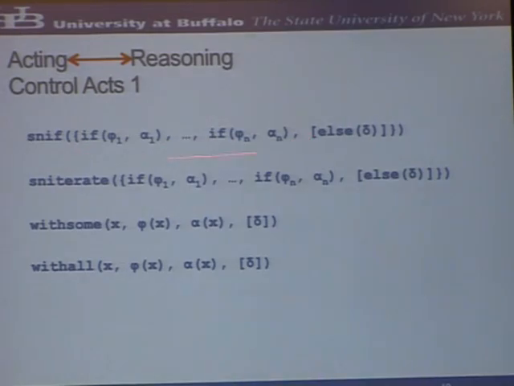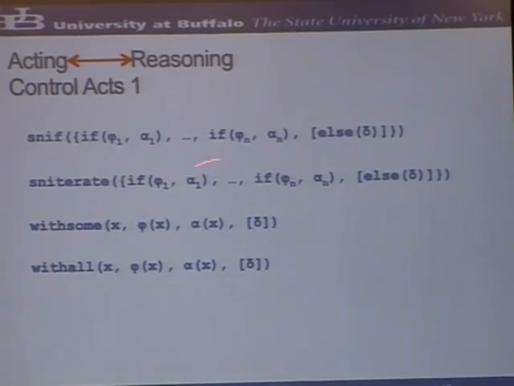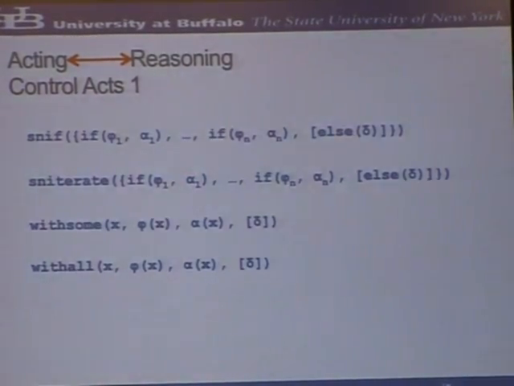And that's just Dijkstra's guarded if. And then the sniterate is Dijkstra's guarded loop. This is exactly like the sniff, except if at least one of these phis turns out to be true and then its corresponding alpha is performed, do the whole thing again. So keep doing this if until finally none of the phis hold, and then if the default is there, do that. But if it's not, just go on. You've done it.